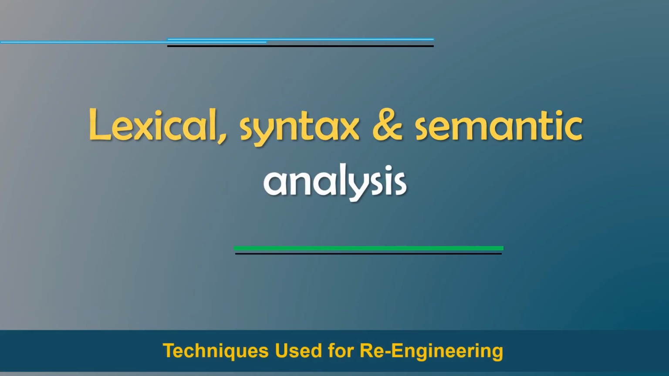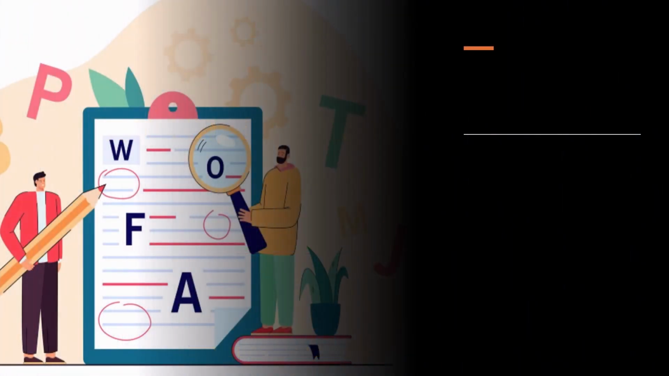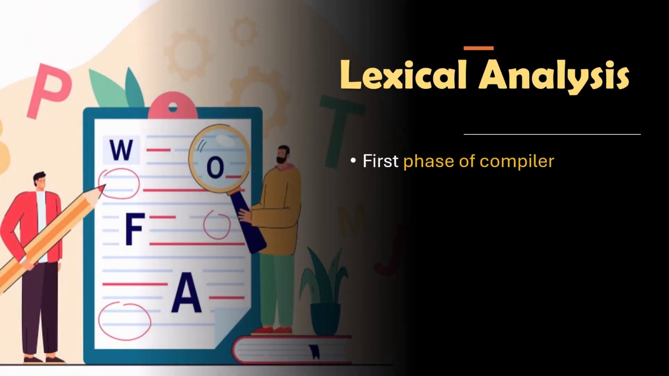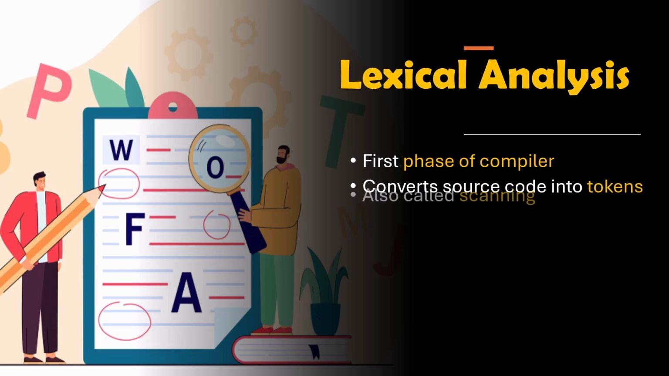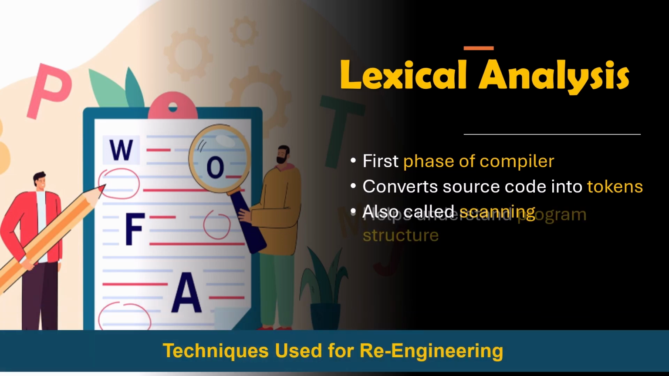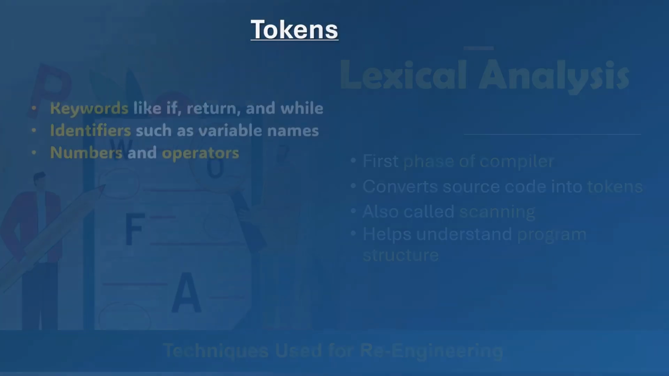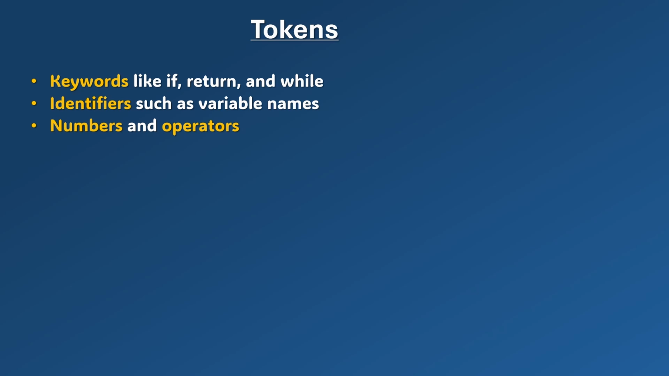This is the first phase of the compiler, and it is also called scanning. In this phase, the source code is broken into small meaningful units called tokens. A token is simply a sequence of characters treated as a single unit in a programming language. For example, keywords like if, return, and while, identifiers such as variable names, numbers, or operators.